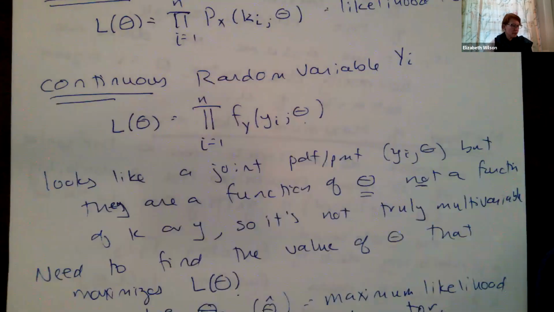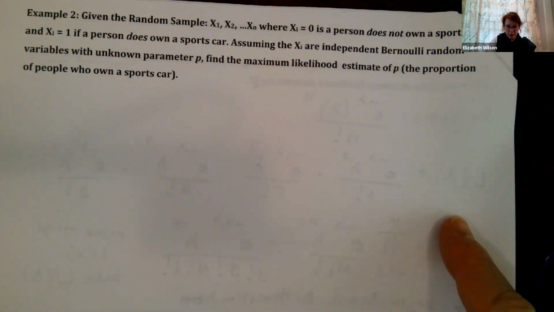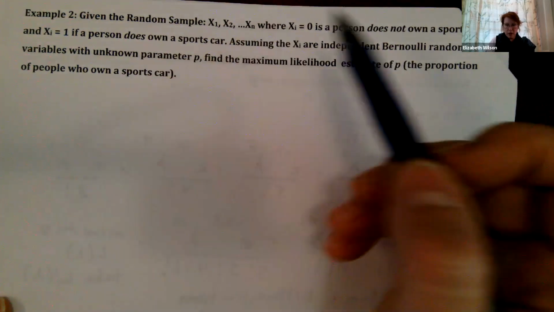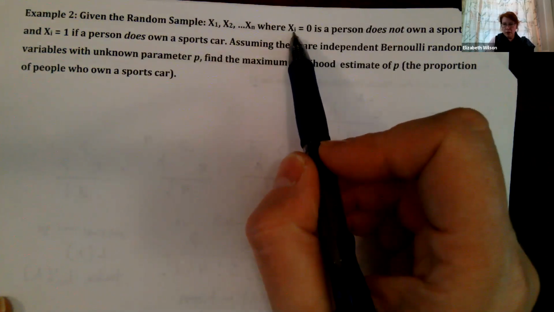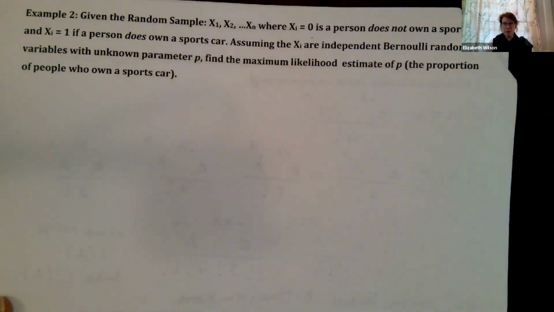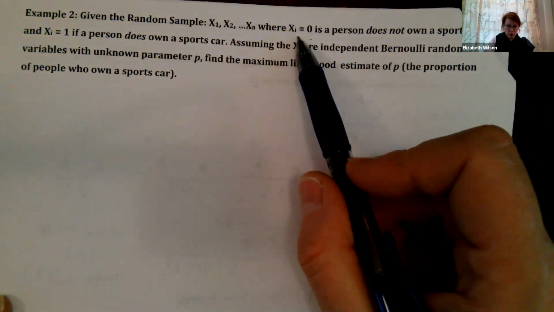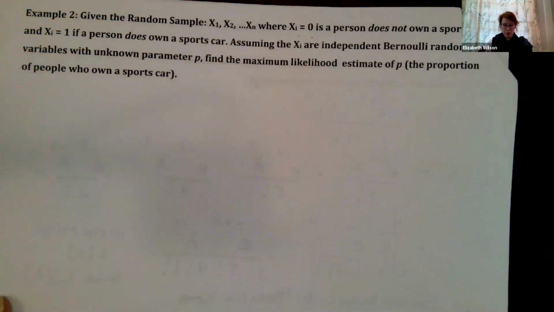So I'm looking at example 2. We've got this random sample, x1, x2, through xn, where each could be a 0 or a 1. So if we poll all these people, does the person have a sports car, yes or no? If they don't own a sports car, x sub i is equal to 0. If they do own a sports car, x sub i is equal to 1. So it's just a 1 or a 0.